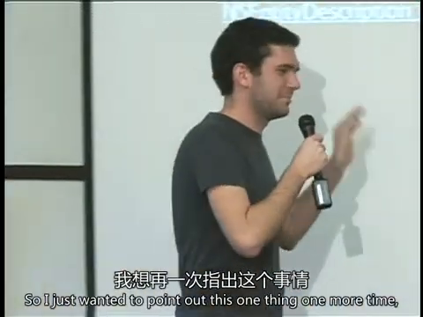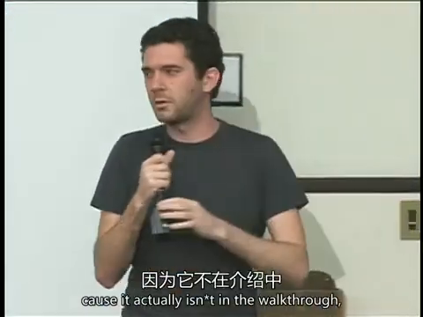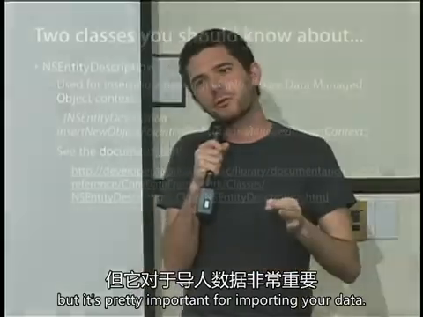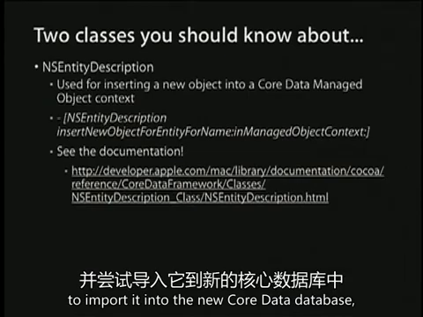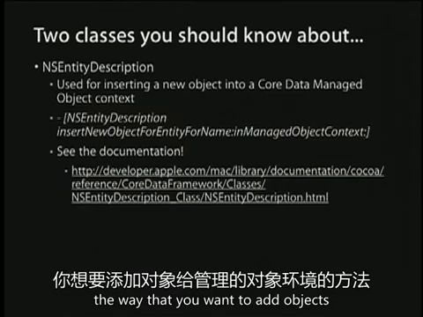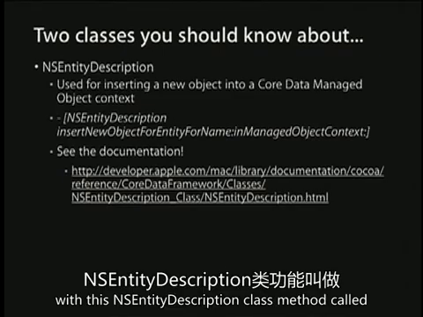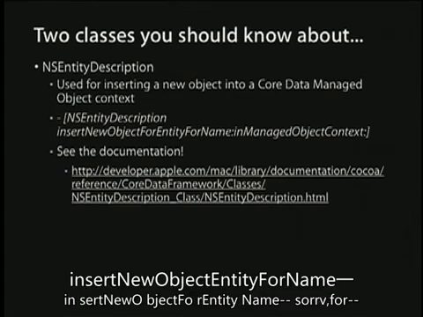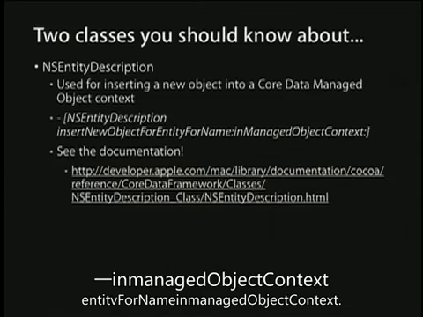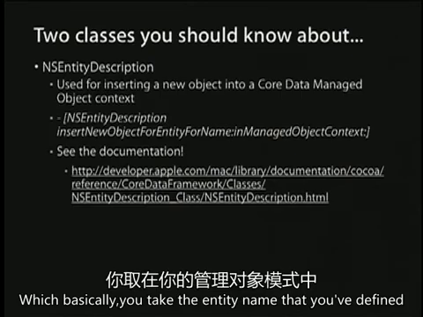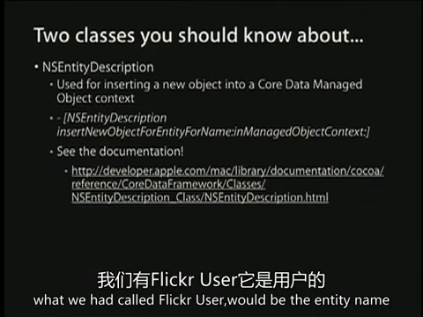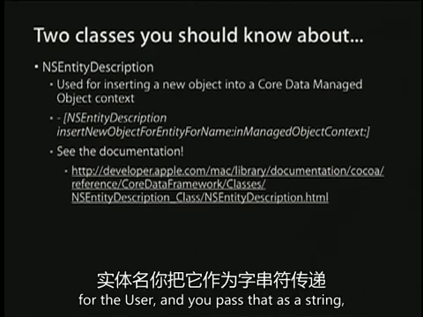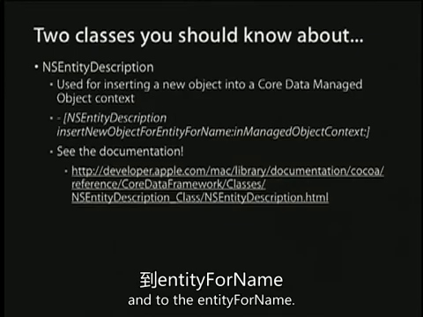I just wanted to point out this one thing one more time, because it actually isn't in the walkthrough, but it's pretty important for importing your data. When you're reading the existing plist and trying to import it into the new Core Data database, the way you want to add objects to your managed object context is with this NSEntityDescription class method called insertNewObjectForEntityForName:inManagedObjectContext:. You take the entity name that you've defined in your managed object model. In our case, what we had called Flickr user would be the entity name for the user. And you pass that as a string to the entity for name.